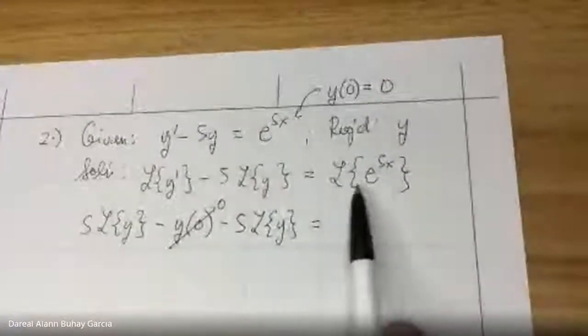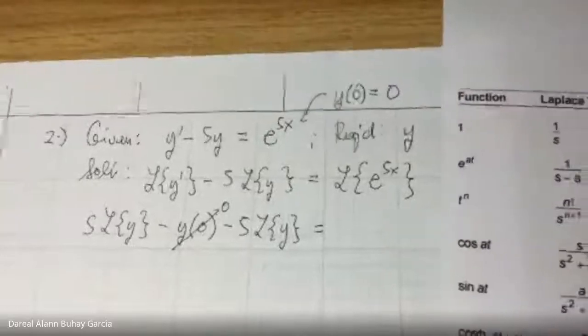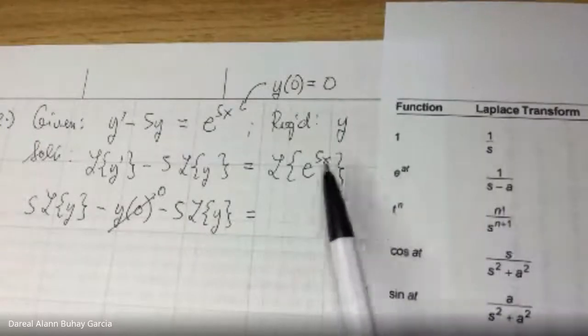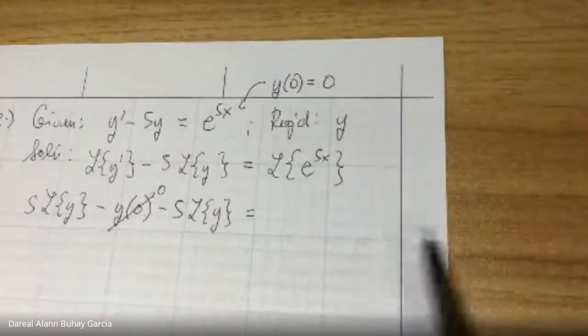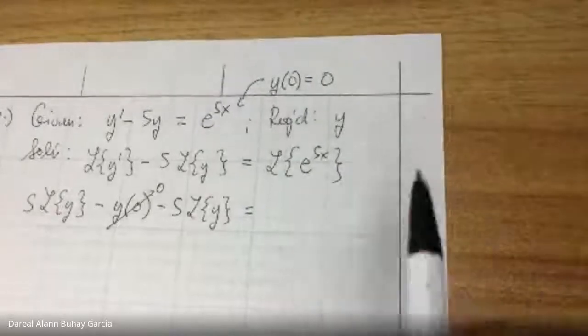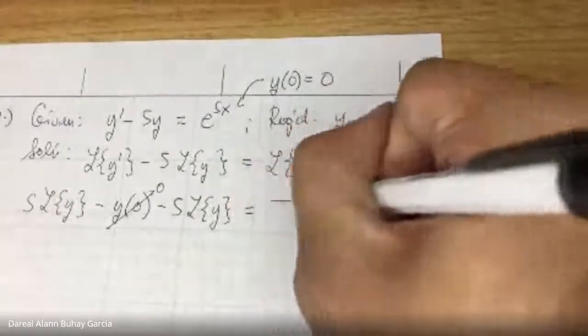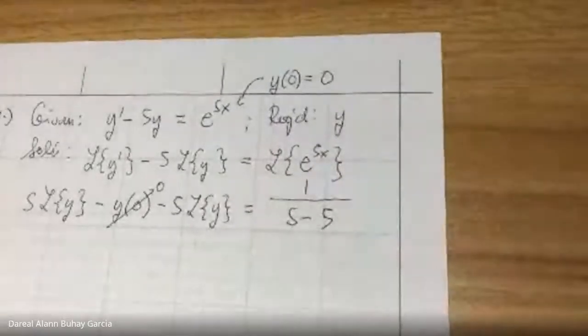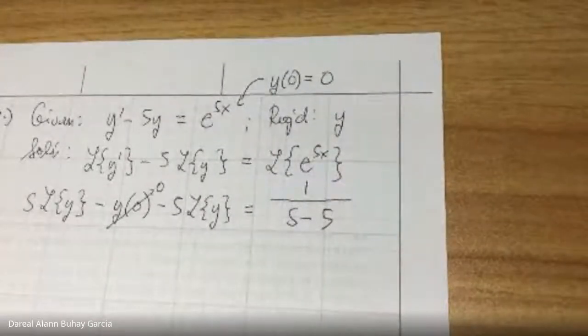This one, what is the Laplace of e to the power 5x? For that, it's in the table: 1 over s minus a, where a is 5. So meaning, the Laplace of this one is 1 over s minus 5. Okay?